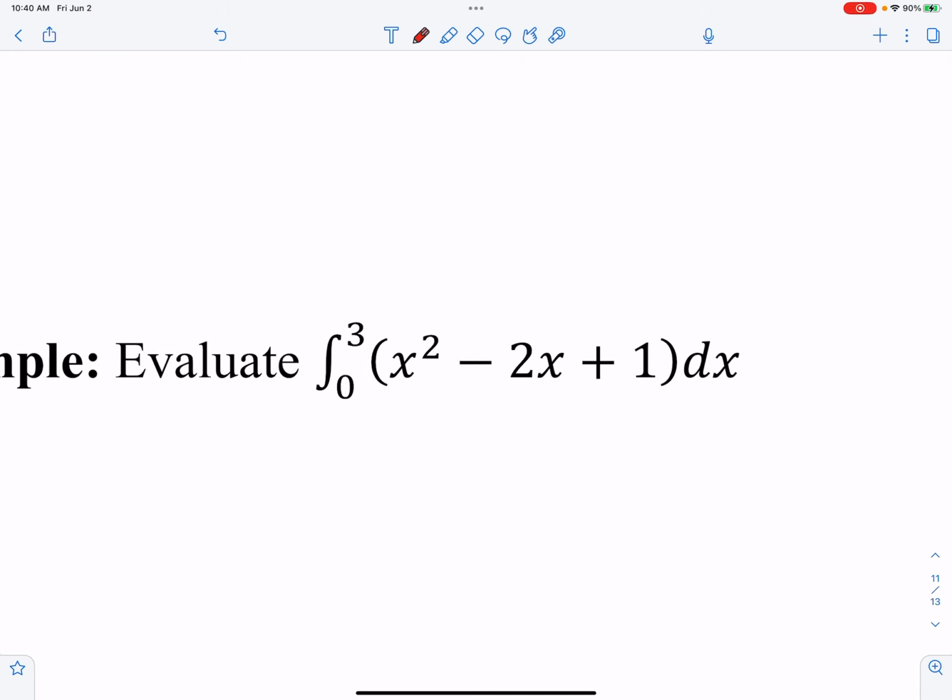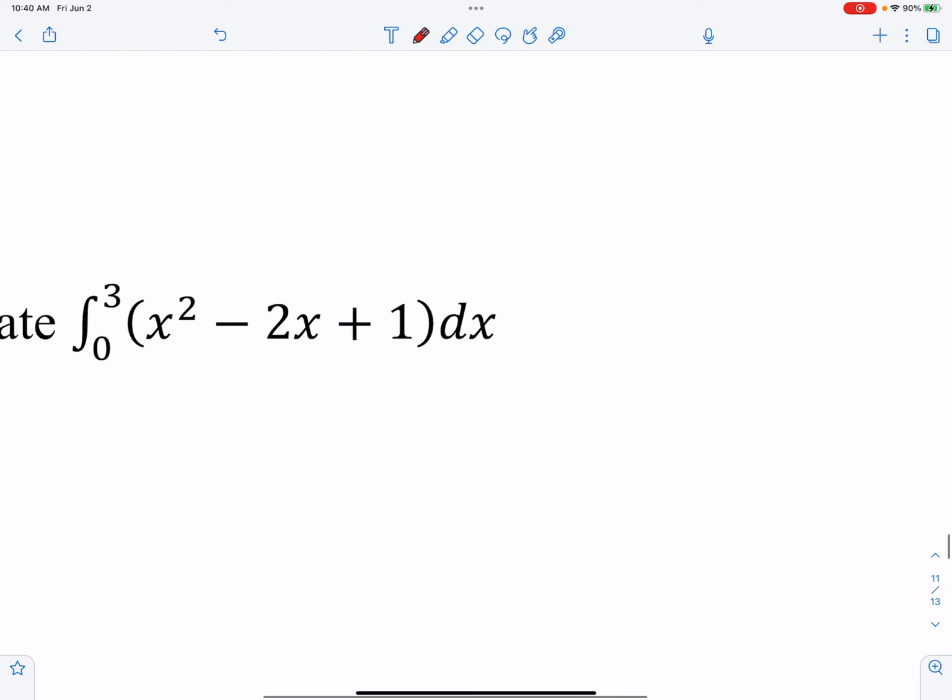Okay, so let's go ahead and evaluate this definite integral. First step is to do what we were previously doing and integrate the integrand. So find the antiderivative. That would be 1/3 x cubed minus 2/3 x squared plus x.